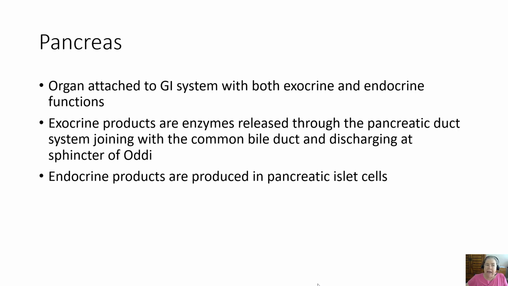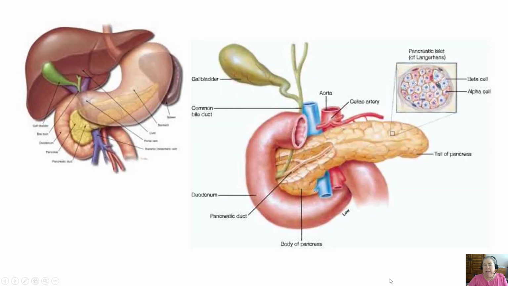But the endocrine products of the pancreas are produced within cells that are called pancreatic islet cells. So the endocrine functional unit of the pancreas is an islet, or an islet of Langerhans.